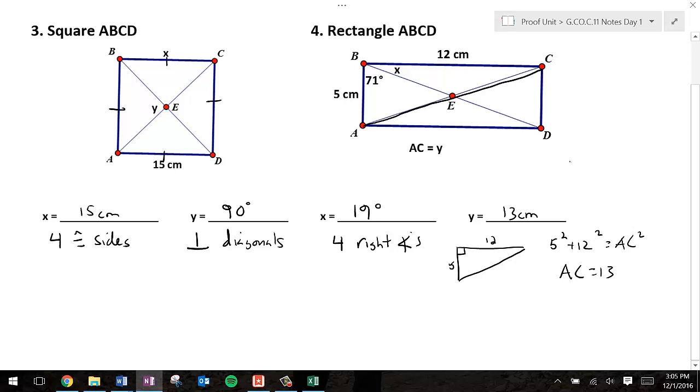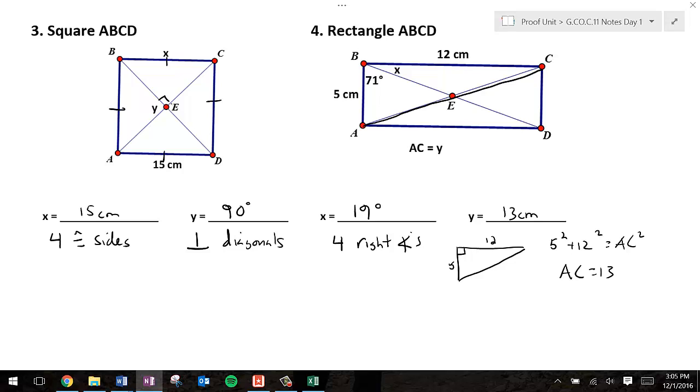In 3, we've got a square. So remember, we've got right angles in the middle. We've got all 4 congruent sides. So that allows me to say that X is 15 centimeters. It matches the other side lengths. And Y, because it is a central angle and we have perpendicular diagonals in a square, will be 90 degrees.